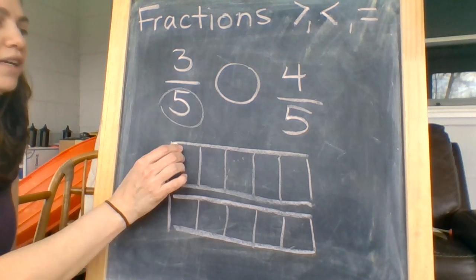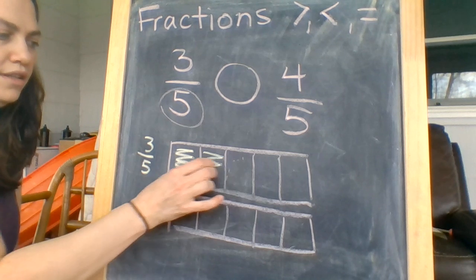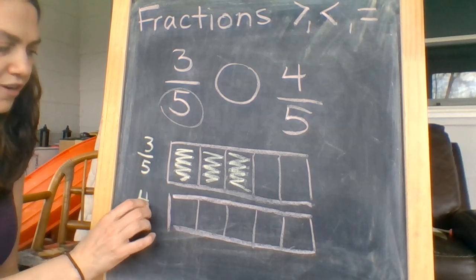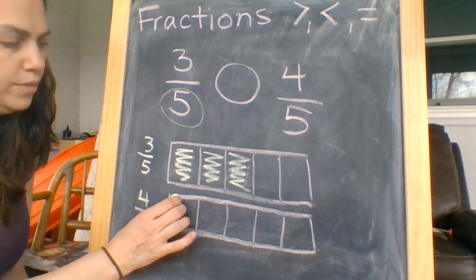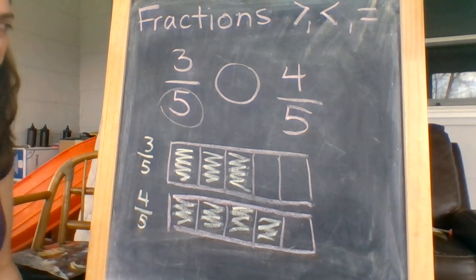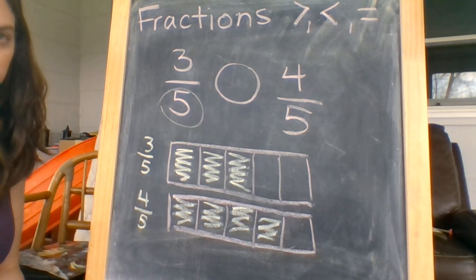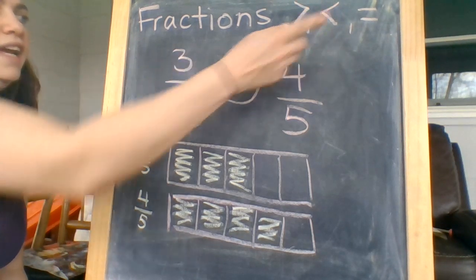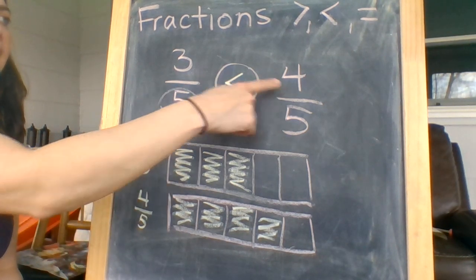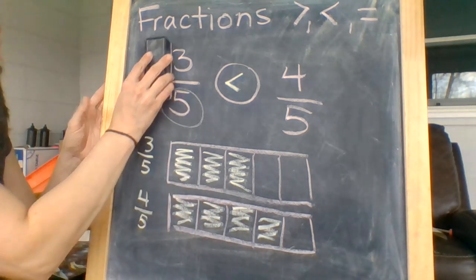Now I'm going to shade in 3 for the top bar because this is going to show me 3/5. 1, 2, 3. And the bottom bar is going to show 4/5. 1, 2, 3, 4. Which is greater? 3/5 or 4/5? 4/5. So I'm going to say 3/5 is less than 4/5. Remember that opening space goes to the side that's greater, the larger fraction. Okay, let's do another one.